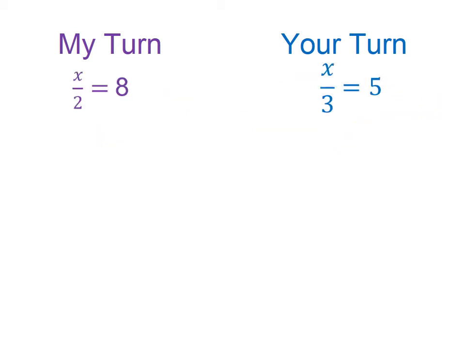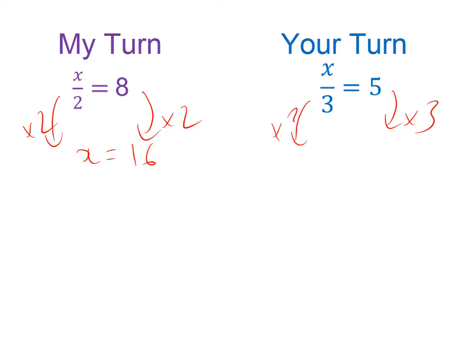Now x over 2 really means x divided by 2. So this time we need to multiply both sides by 2. This will give us x equals 16. Your turn. So hopefully you've multiplied both sides by 3. That will give you x equals 15.